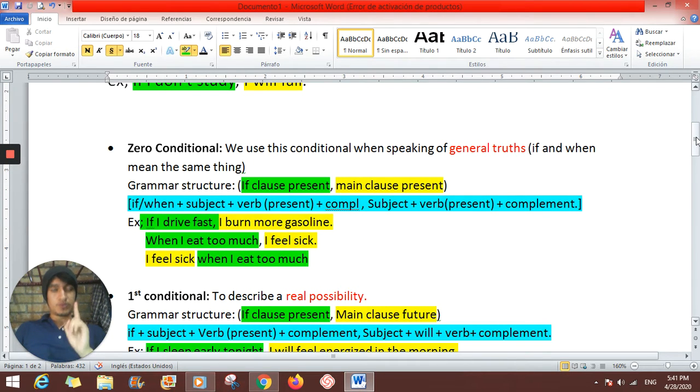Let's talk about the first one we're going to see, the 0 conditional. When do we use it? When we're speaking of general truths, okay? And in the 0 conditional, if and when mean the same thing. The word if and the word when have the same meaning. Here's your grammar structure. Your if clause is going to be in the present. Your main clause is also going to be in the present, your result.